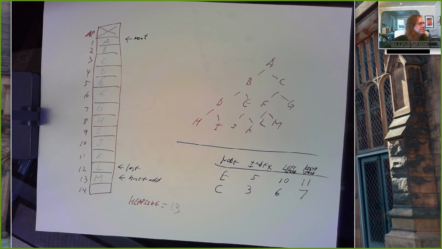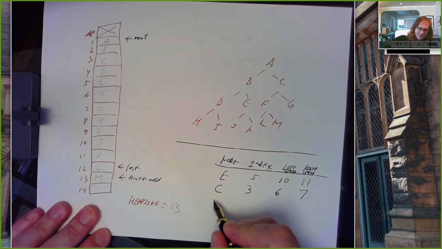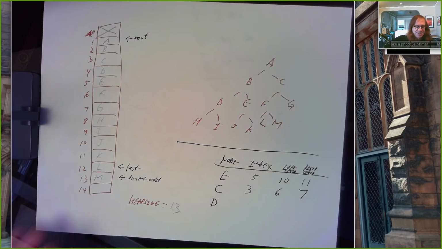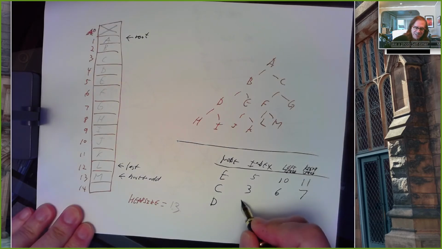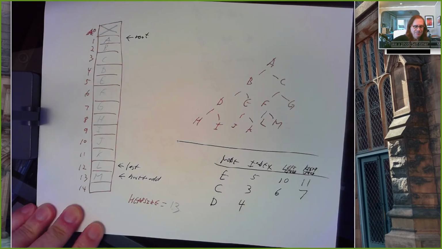Awesome. All right, let's do one more. Let's look at node D. So what is D's index? That's at index 4. D's left child is 8. What's the index of that? All right, go for it. Index of the left child is 8. Index of the right child?